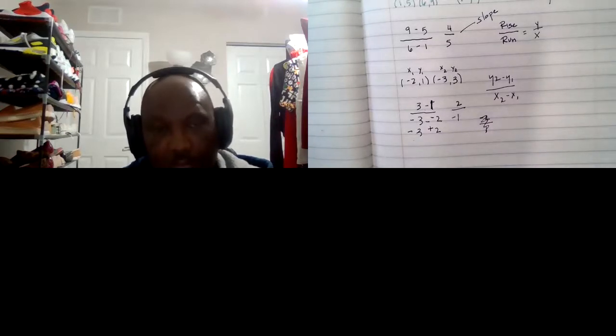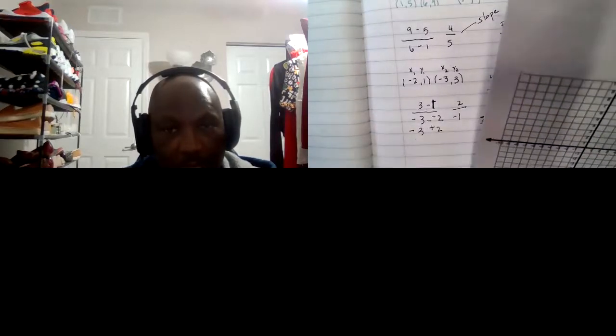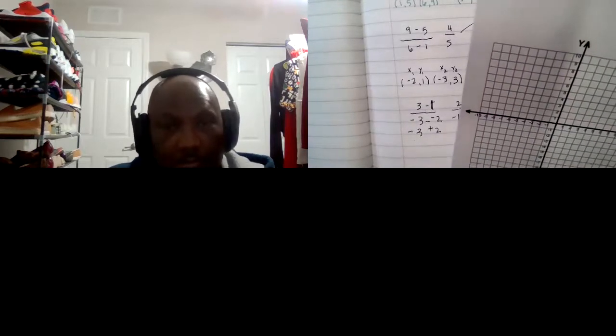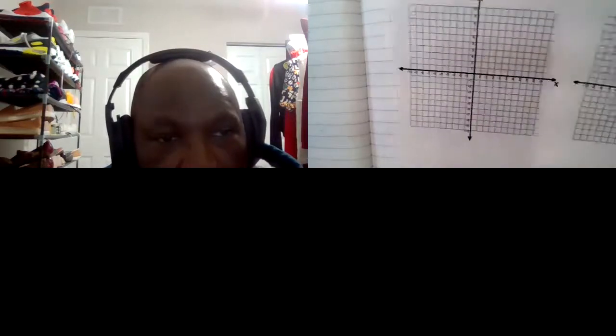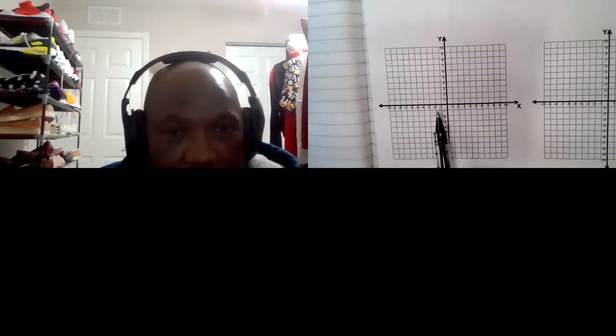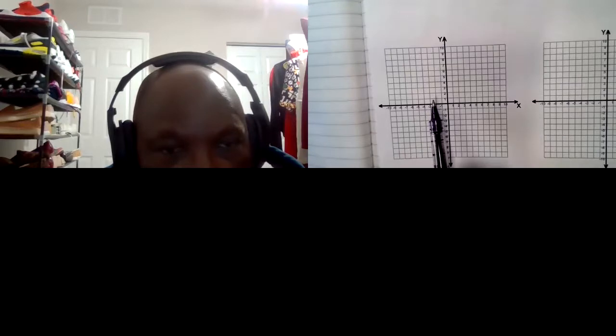Now I'm going to try graphing this. And because they give us the coordinates, it's actually a little bit easier to graph because we just have to put the dots in. So the first coordinate is -2 and 1, which means we're going to go to -2 on the x line and then up 1 because the 1 is positive. So -2 up 1.